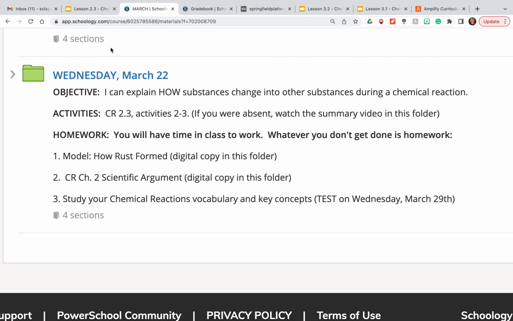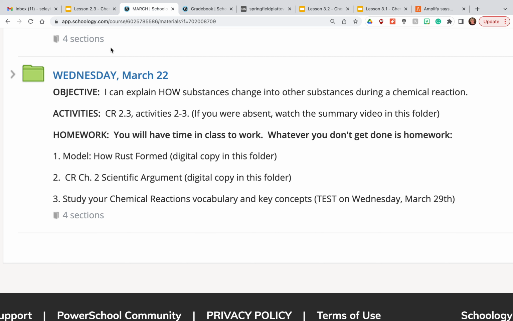We're going to do something a little bit different for the rest of the time. Before we move on, I want to make sure that you're understanding the key concepts and the ideas that we have going on in this chapter. The activities we're working on are chemical reactions 2.3, and we're just doing activities 2 and 3 today. We're not going to do the warm-up, okay? You can make sure that you have the homework.